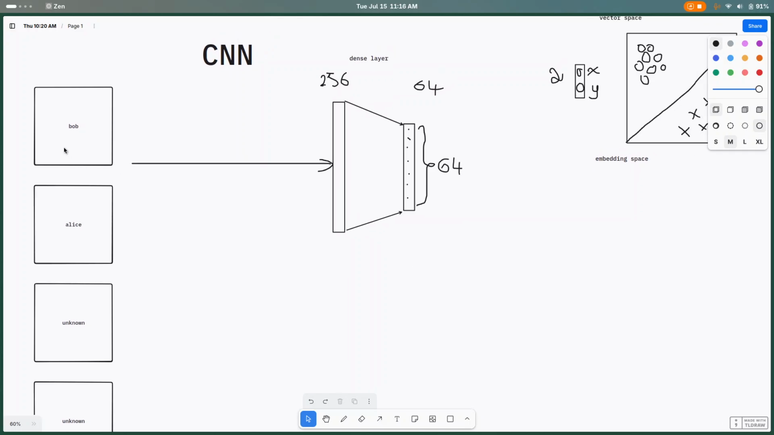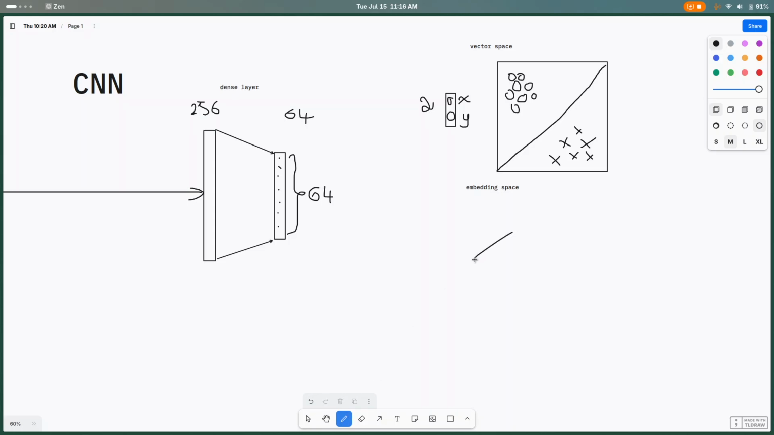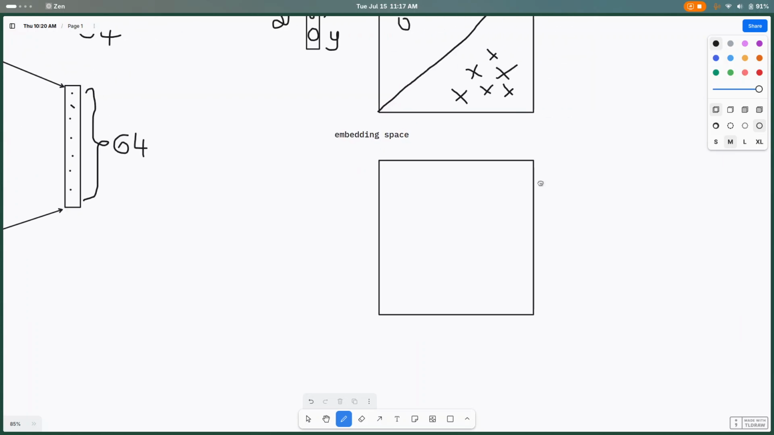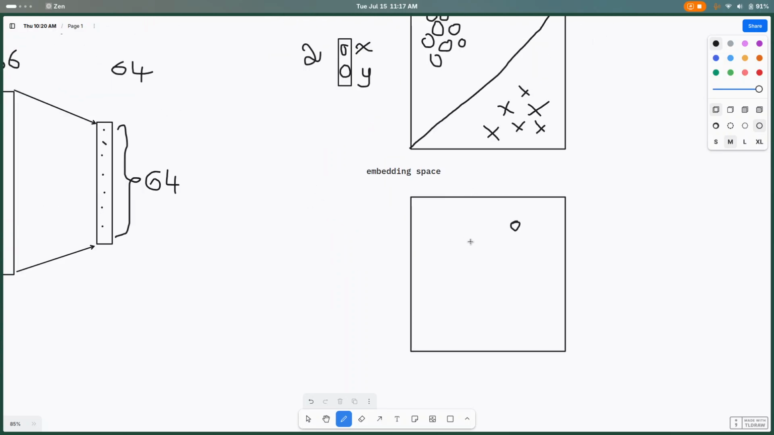If we applied Bob into the network, we get his feature, and then we get to this vector over here, and then we do some transformation from one space to another. Now Bob is a point in a space. Let's just create a new space here. Don't worry about the flow, it's just random. So in this space, Bob is somewhere in here. And another picture of Bob is going to be somewhere in here because the model hasn't learned yet, right?